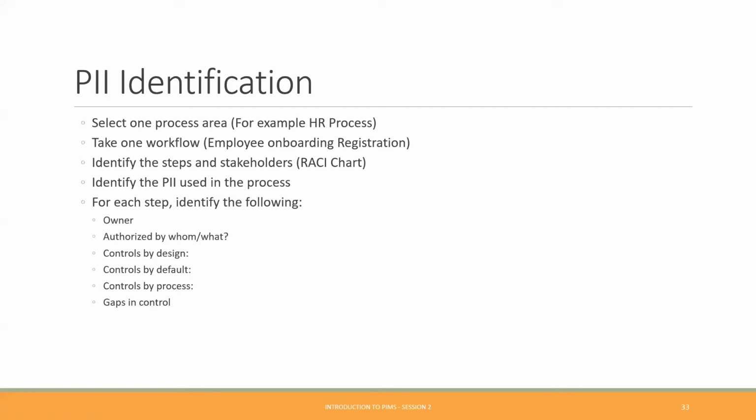If you remember, you are trying to do the risk analysis. You need to identify the risk in every process area. So you pick a process area, go through every workflow, and identify the steps along with the stakeholders. Then you go attribute by attribute and see whether it is PII. Then you identify who the owner is and who is authorized for every activity that is there. So this is what we will be doing now.